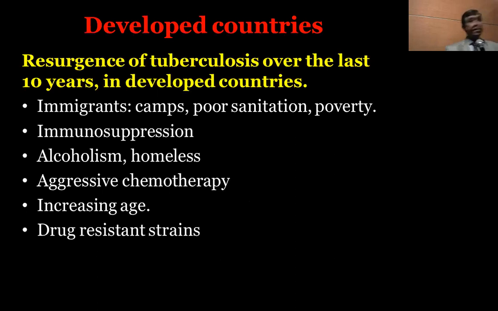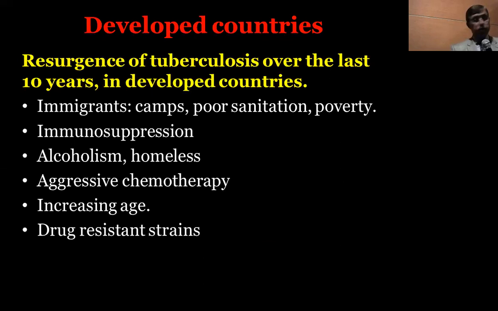So why do we have resurgence of TB in developed countries in the last 10 years? Immigrants, lots of camps, poor sanitation, poverty, immunosuppression, HIV, alcoholism, aggressive chemotherapy, increasing age, and drug resistance, as Dr. Marwan Khoury just alluded to.